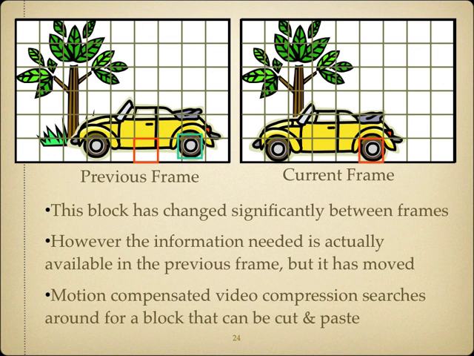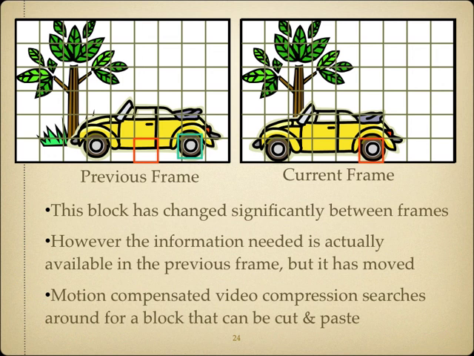But the interesting thing is that although the fourth last block in the previous frame is very, very different from the fourth last block in the current frame, the information we're looking for in the current frame is actually available in the previous frame, it's just moved. But it is there. The bit we're looking for, I've highlighted in green there.